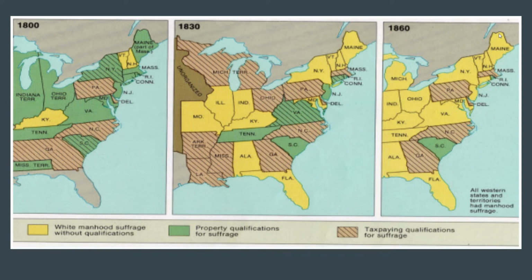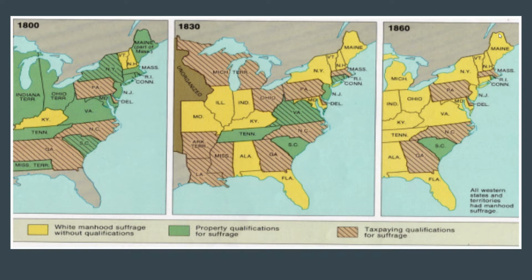Now, these maps, what you're seeing across these maps is how voting requirements change over time. And we go from 1800, where a lot of states require property to be able to vote, to 1860, where it's just universal, all adult white males can vote. Now, this was happening for a number of reasons, all having to do with the gaining of territory in the West and how much that makes people move around.